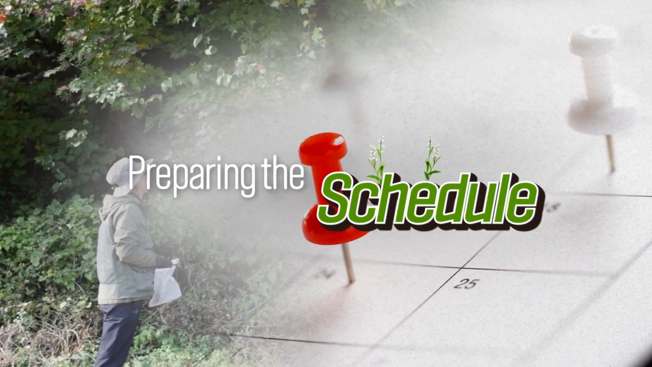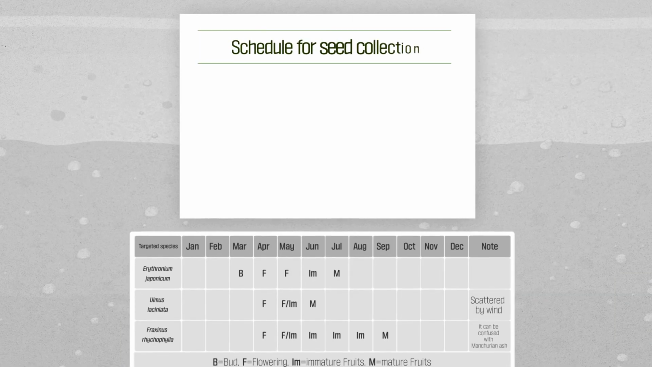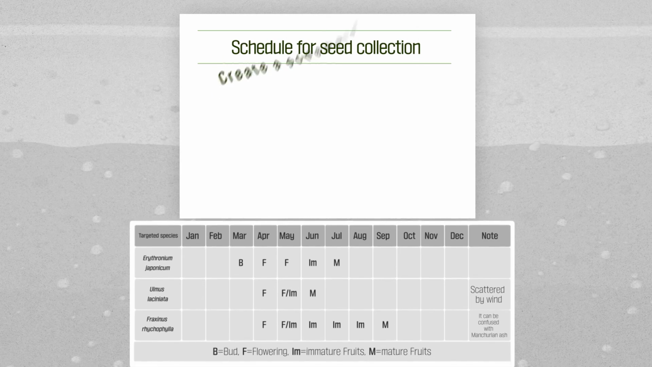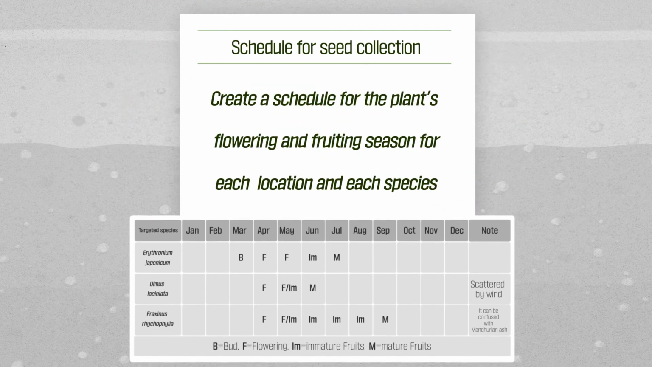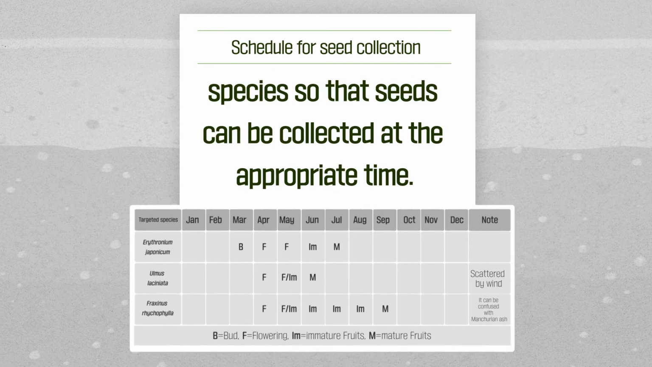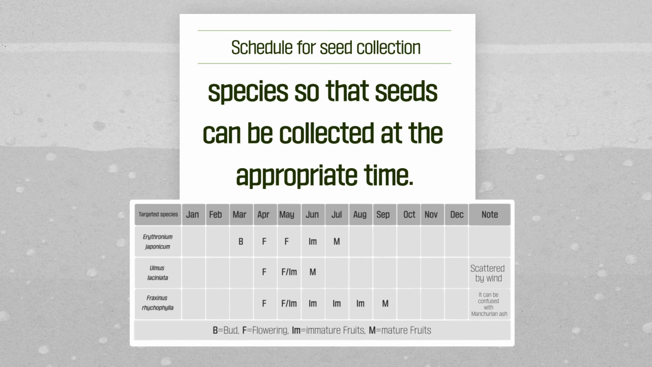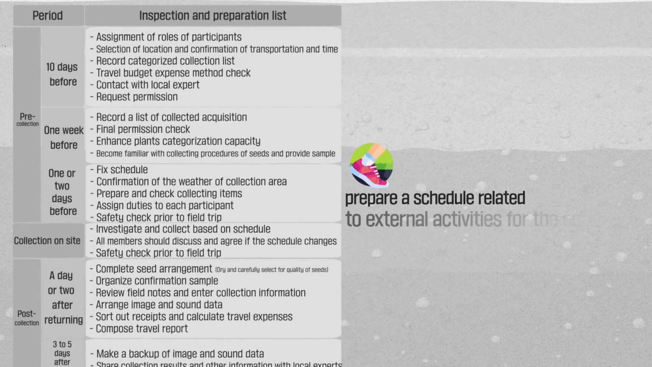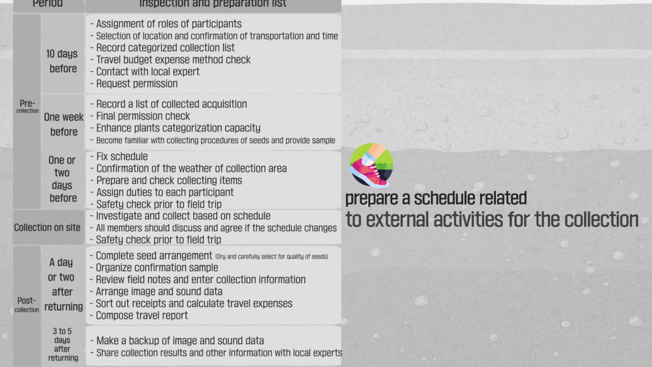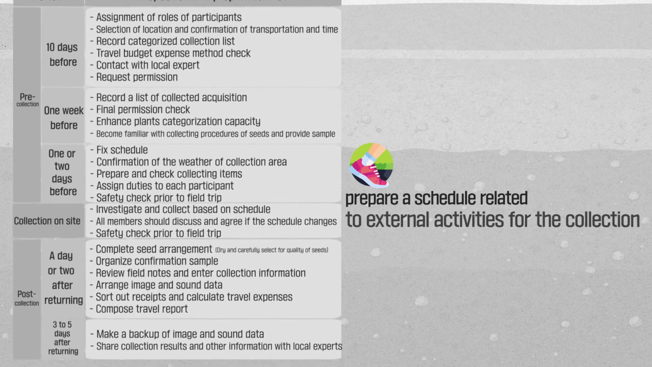Preparing the schedule. The schedule plan for a seed collection is divided into two. Create a schedule for the plant's flowering and fruiting season for each location and each species so that seeds can be collected at the appropriate time. Also, prepare a schedule related to external activities for the collection so you won't miss any preparations for those activities.